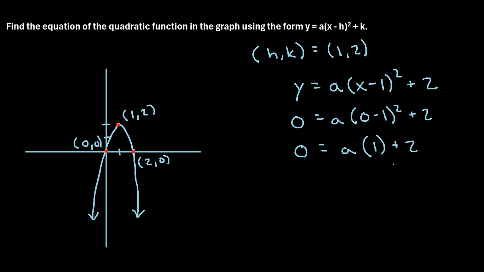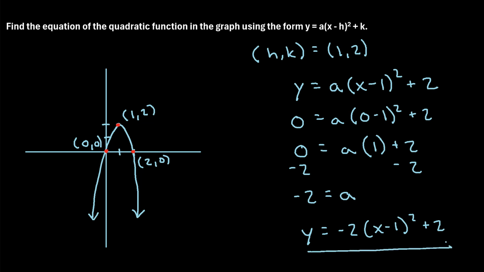Now to get a all by itself, we can subtract 2 from each side. On the left-hand side, we get negative 2 is equal to a times 1, or just a. So a is equal to negative 2. We can plug that in right here to get our final equation: y is equal to negative 2 times (x minus 1) squared plus 2. This is the equation represented by this graph.